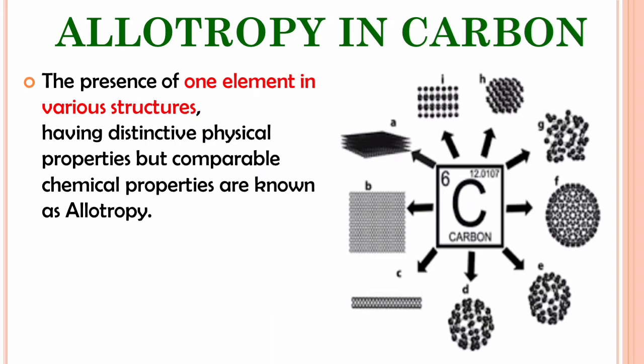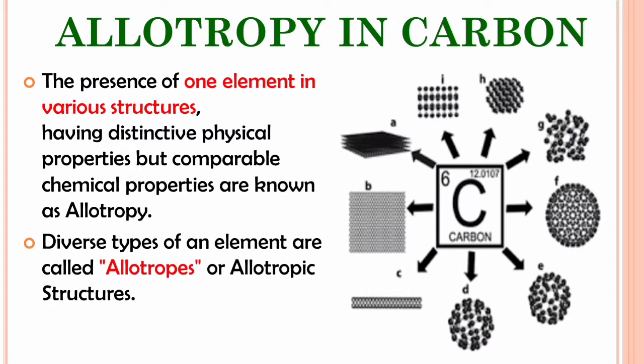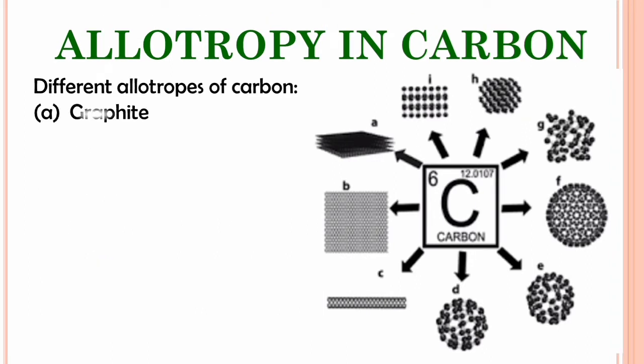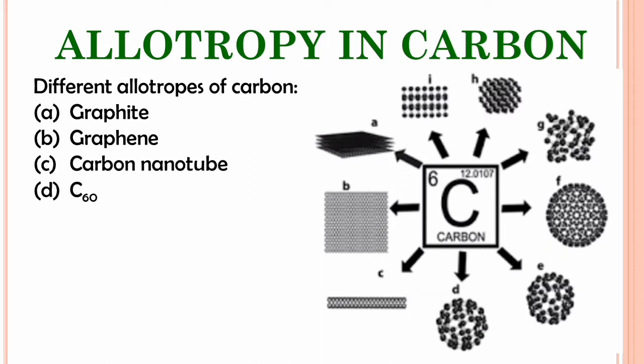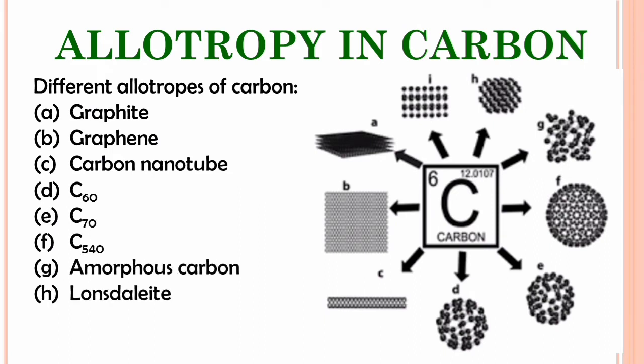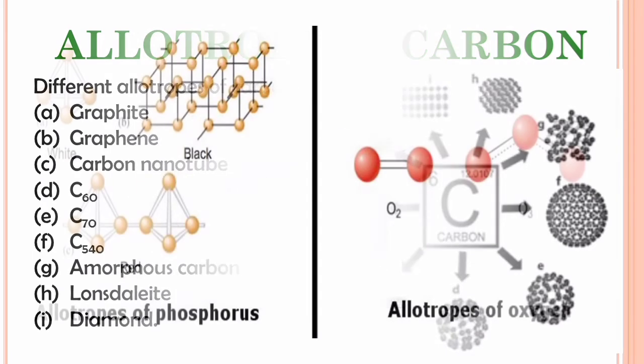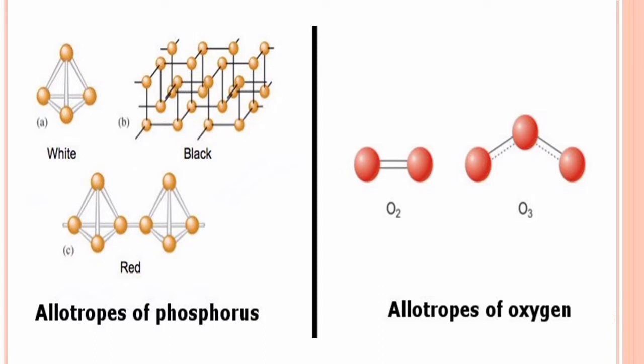Allotropes are forms of same element which exhibit different physical properties but share similar chemical composition and comparable properties. These different forms of the same element are called as allotropes or allotropic structures. Carbon is one element which demonstrates allotropy. A few examples of allotropes of carbon are graphite, graphene, carbon nanotubes, C60, C70, C540, amorphous carbon, lonsdaleite and diamond. Similar to carbon, a few other elements like sulfur, phosphorus and oxygen also exhibit allotropy.